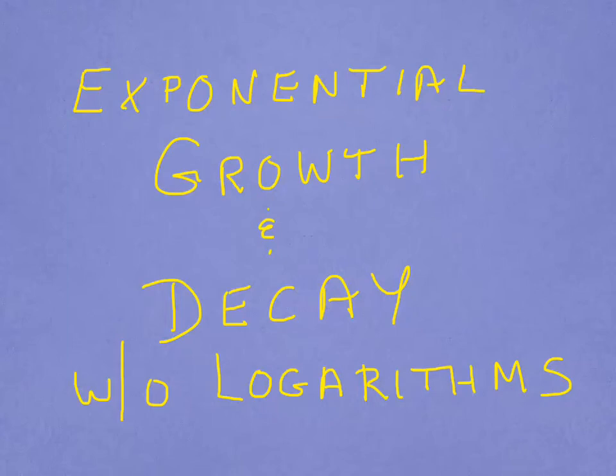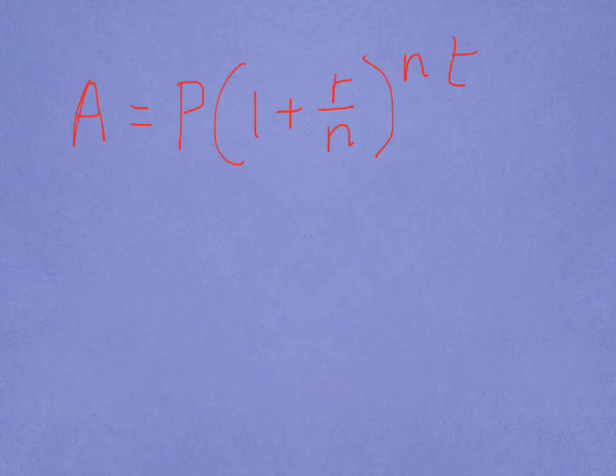Okay, today we're going to talk about exponential growth and decay without using logarithms. We'll figure out how to do the same problems using logarithms in the next unit. Okay, we start off with an accumulation function, and it's A equals P times the quantity 1 plus r divided by n to the exponent of nt.